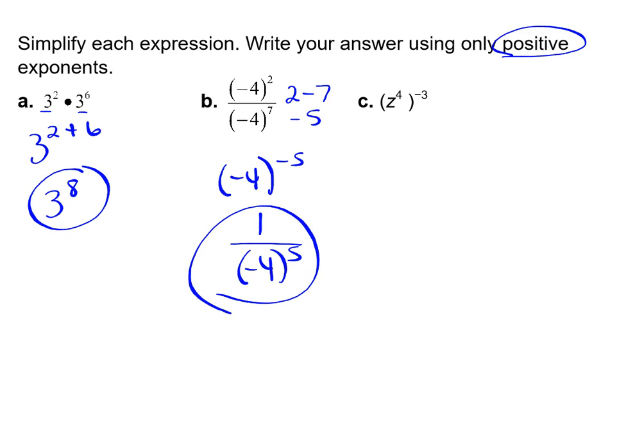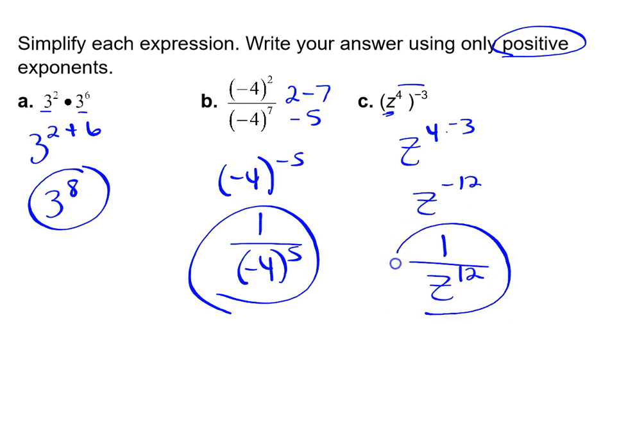For this last one, we have a power to a power. We see that z is only written one time. So that tells me I'm going to use my rule where I multiply my exponents. So that's z to the negative 12th. Since I don't want to leave it with a negative exponent, I'm going to use that reciprocal rule and make it 1 over z to the 12th.